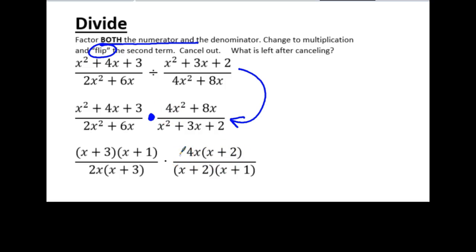So then you factor it all out and cancel. So what cancels? X plus 3 cancels with x plus 3. Is there anything to cancel x plus 1? And the x plus 2 cancels. And show what is left.